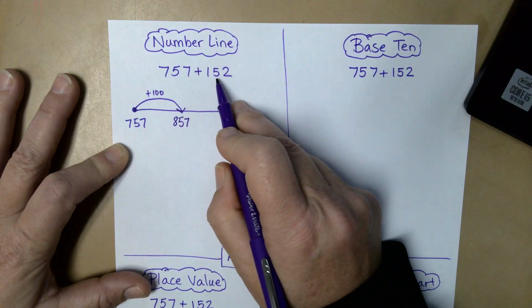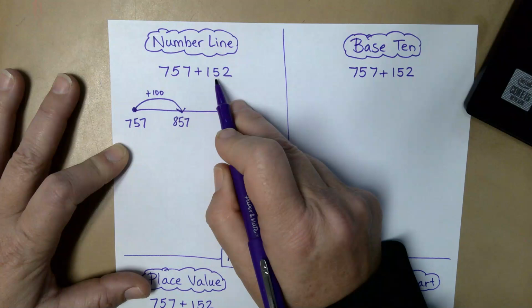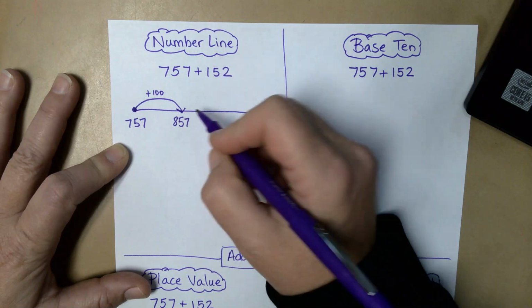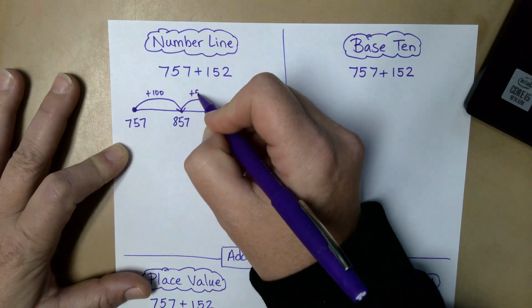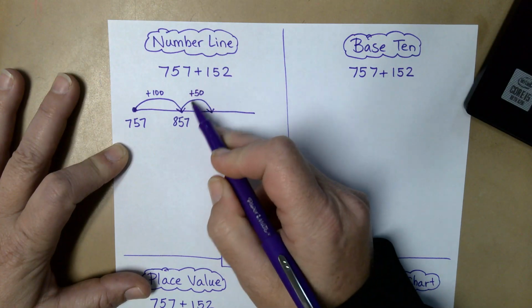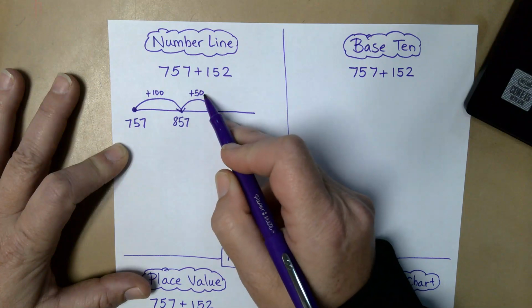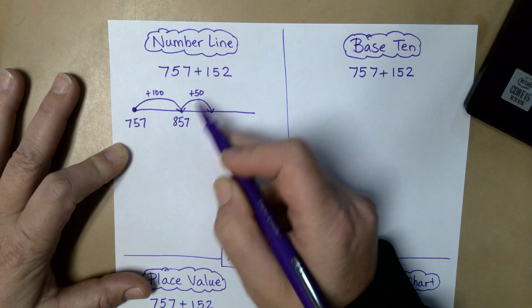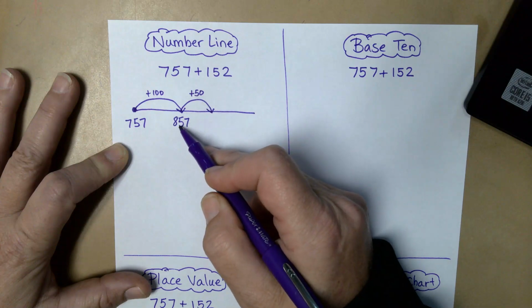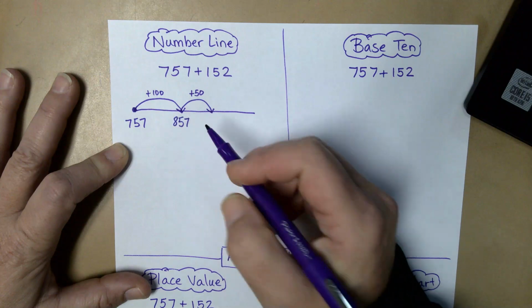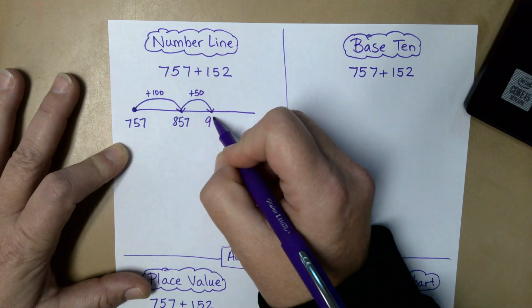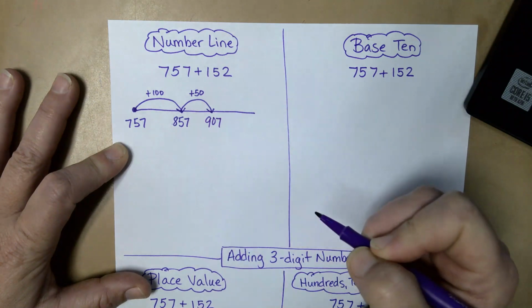Next, I'm going to look at my tens place, which is a 5. So 5 tens is 50, so I'm going to make another jump. I'm going to put plus 50. And when I add, I'm just adding my tens place because I have a 0 right here, so my 7 stays the same. 5 plus 5 is 10, so I know that's going to change my 800 to a 900, so I would end up with 907.